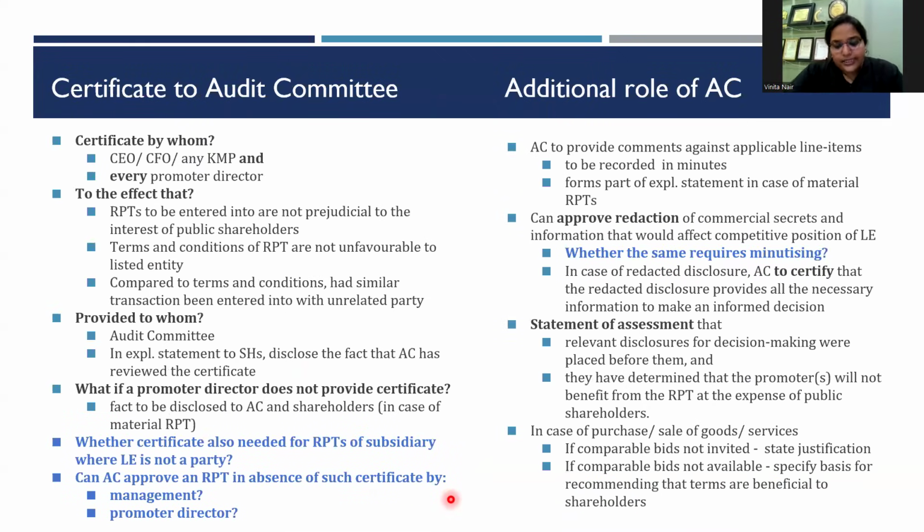Now, the highlight of the ISN is there is a requirement to provide a certificate to the audit committee. The certificate is to be provided by the KMP. It could be the CEO, CFO, or any other KMP, and by every promoter director. When we refer to a promoter director, we mean a person who has been identified as the promoter and who is on the board of the listed entity. So if there are like 3 promoters and all 3 are on the board of the listed entity, each of the promoter directors will have to give this certificate. So this is in addition to the certificate given by the management by one of the KMPs. Now, what is the soul and substance of the certificate?